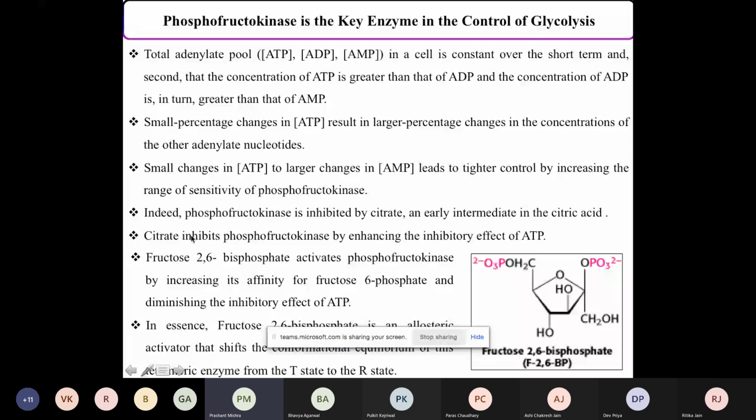So you have learned how ATP does the job. Now you have another regulator. This regulator is nothing but fructose 2,6-bisphosphate. How does it work? It activates phosphofructokinase. I'll show you in the enzymatic reaction.